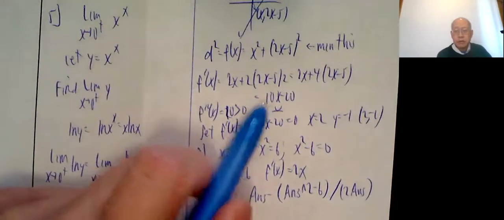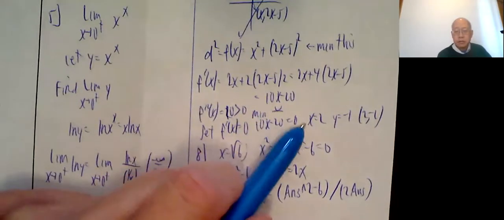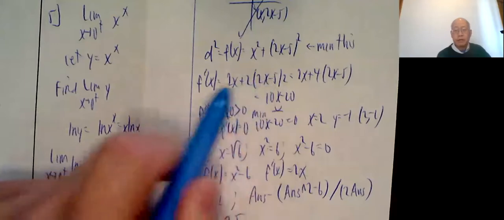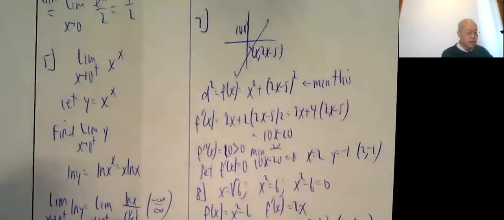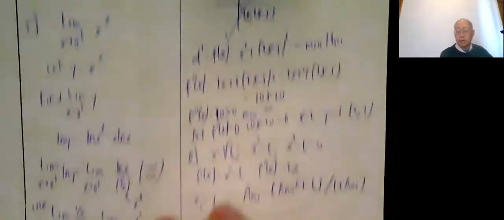Set f prime equal to 0. That's easy. X is 2. Plug back in to the original function. Y equals 2x minus 5. And I get y is negative 1. So the answer is 2 comma negative 1.